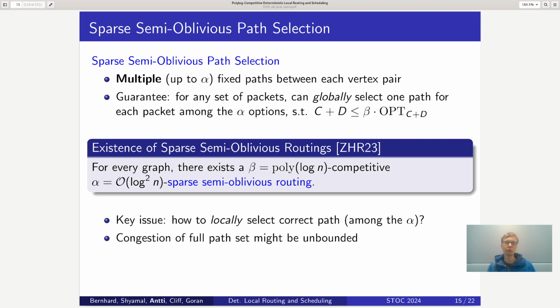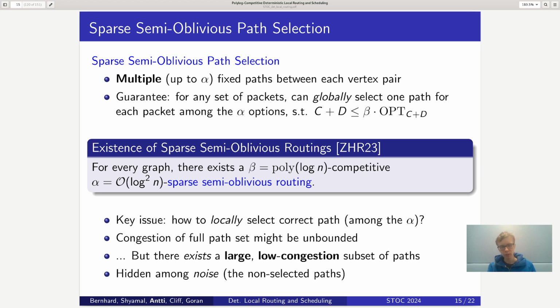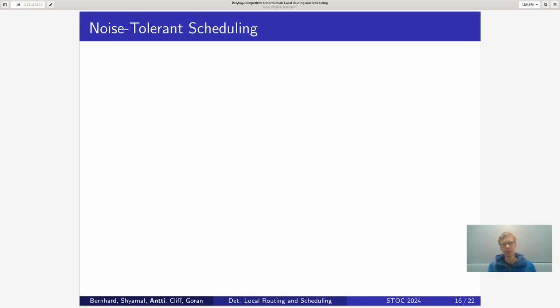And if you look at the full path set, as in you would look at all of the alpha paths for every packet, the congestion of this path set might be extremely high. However, this existence of this large subset of paths with low congestion is exactly what we want in our case. And the paths, you can imagine, are hidden among noise, as in the non-selected paths. So that's why we are interested in noise-tolerant scheduling.